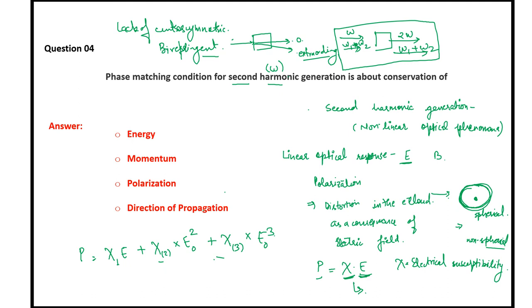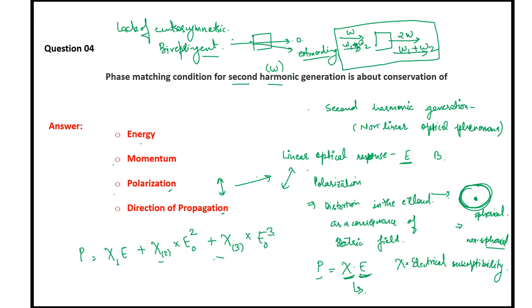Okay, so the phase matching condition for the second harmonic generation is about the conservation of what? Energy, polarization, momentum, polarization or direction of propagation. Talking about this, the direction of propagation we will study later, it is not the same. Second, polarization is not conserved. We'll also get to know later that the polarization of the emitted beam is not the same as that of the incident beam. The output beam has a polarization that is perpendicular to that of the input beam. So in all, the polarization is not conserved. See, this is the input beam, so what the polarization will be is the other.